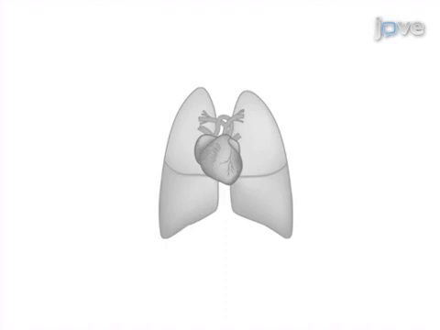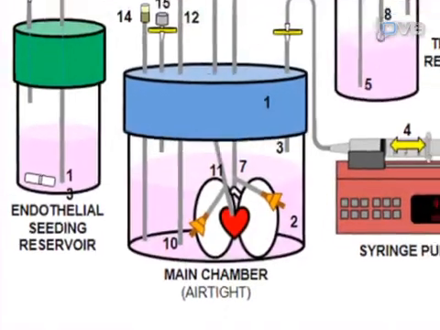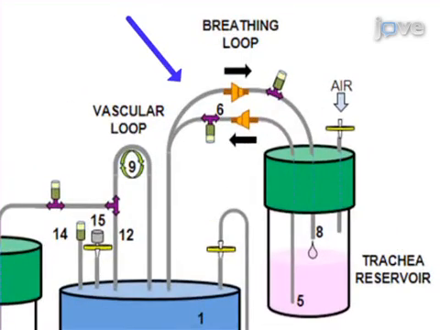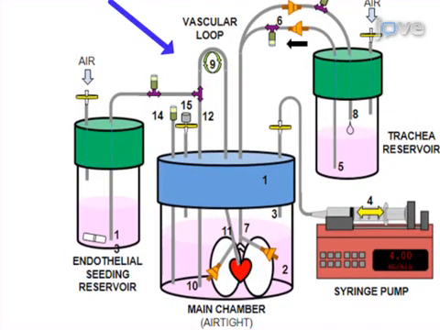The second step is to install the decellularized lung scaffolds into a bioreactor capable of both ventilating the airway and perfusing the pulmonary vasculature with liquid cell culture media. Next, the lung scaffolds are seeded with stem cells via the airway and endothelial cells via the pulmonary vasculature.